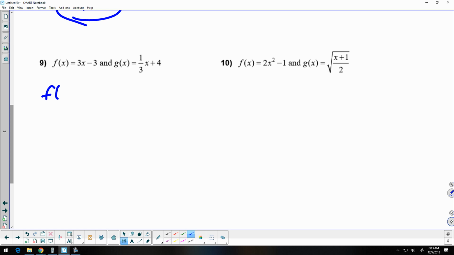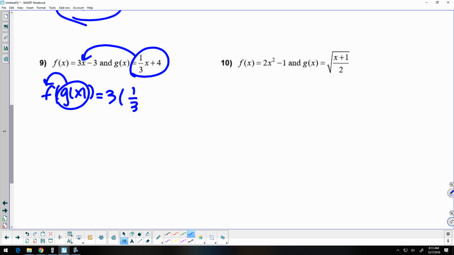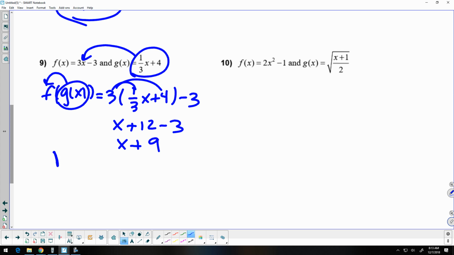Let's try this. So I'm going to do f of g of x again. I'll do it in this order. So g is going over into f. I'm going to take all of g and plug it in this way. So I'm going to have 3 times 1/3 x plus 4, minus 3. Distributing, I would have positive 1x plus 12 minus 3. And this doesn't look good either. We have x plus 9 left over. So again, I can just stop right here and say, no, these are not going to be inverses. It's not going to work out.